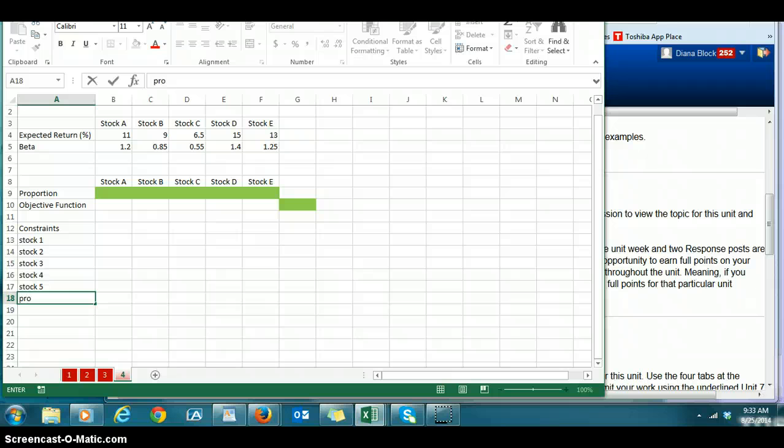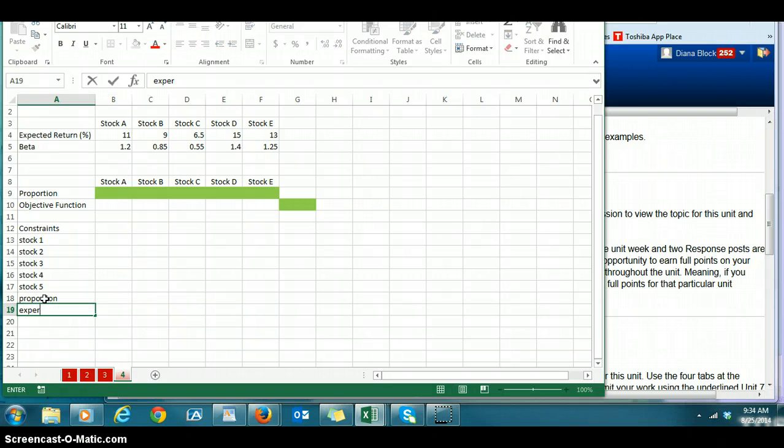And then what you're going to do is tell it that the entire proportion has to equal 1, so that you won't have like 35% of each one and there's five stocks, so you'll end up with 150%. You have to have a total proportion that equals one, and no single stock can be more than 35%.